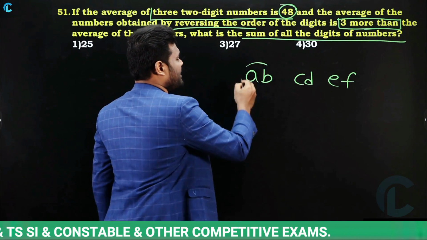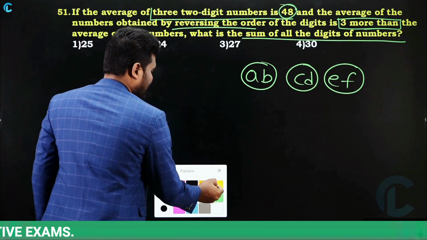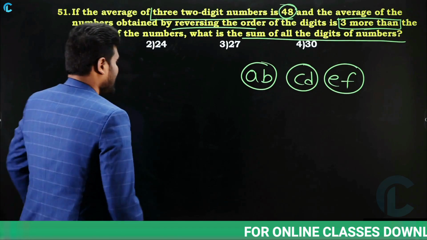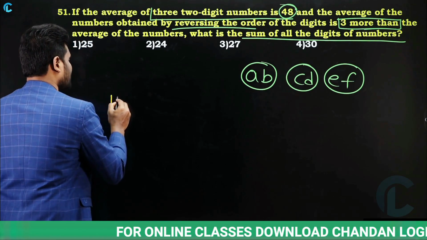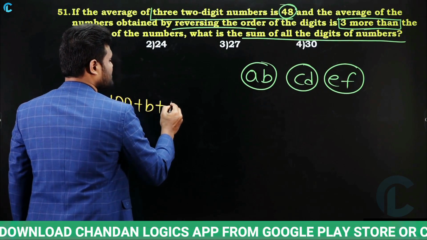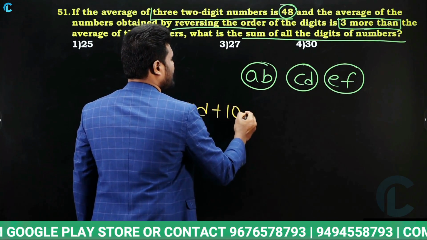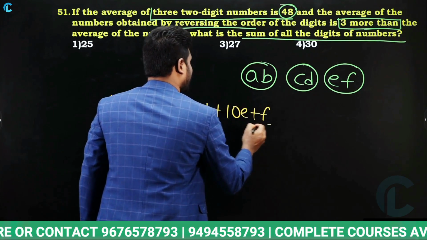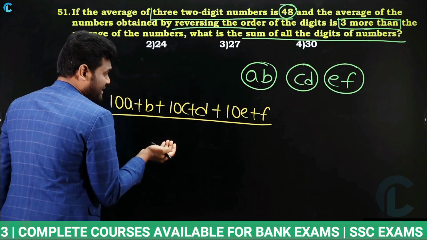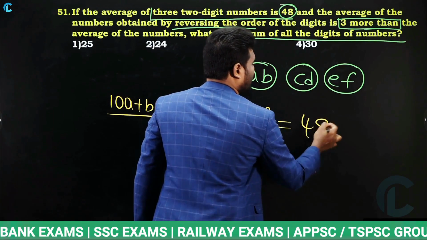Now one number is like AB, another number is like CD, and another number is like EF. In this question it is said that the average of these numbers is 48. Now what can I do? I can write these numbers as 10A plus B, plus 10C plus D, plus 10E plus F, divided by 3. That is nothing but the average. Divided by 3 is equal to how much? 48. Now this is the average.